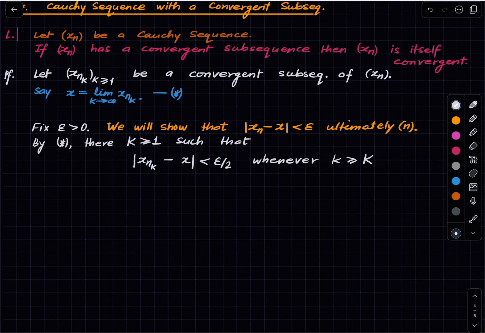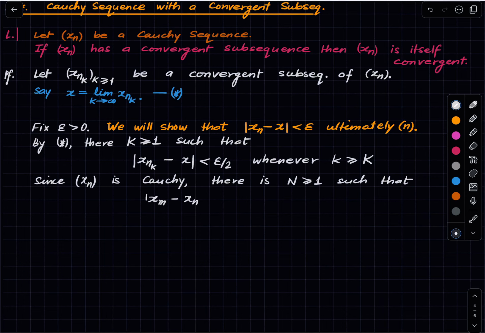And by the fact that the sequence is Cauchy, since this is a Cauchy sequence, there is some capital N such that this is also less than epsilon by 2 whenever this is the case.